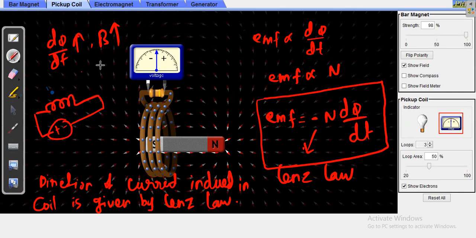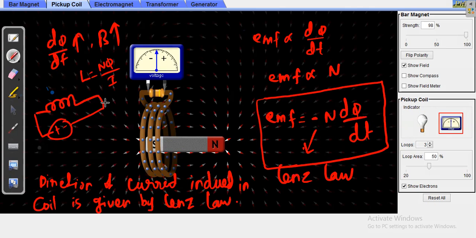So how much magnetic flux is produced? This phi is the flux produced by 1 turn, N phi is the flux produced by N turns. How much flux is produced per unit current? That is called inductance of the coil. L is equal to N phi by I.